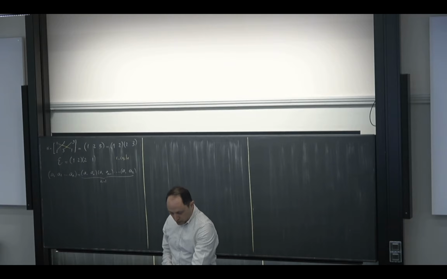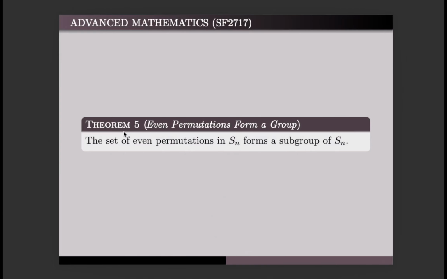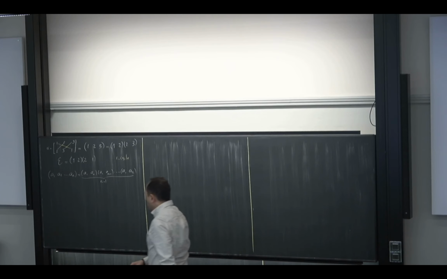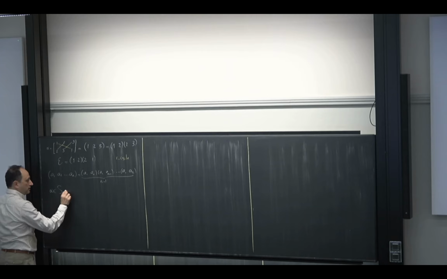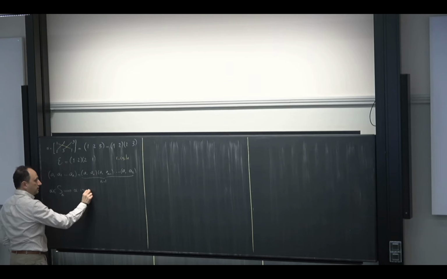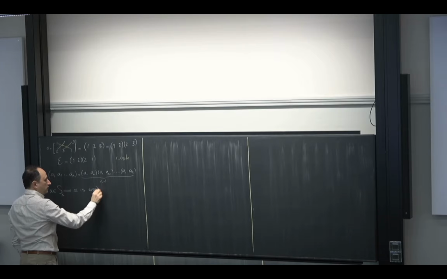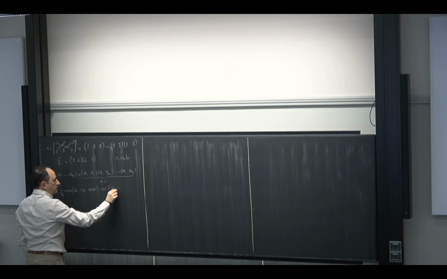So now let us go to the next one. This is a good theorem to know. The set of even permutations in Sn forms a subgroup of Sn. Can you see why? So far, what we learned is that if you give me a permutation in Sn, there are two possibilities: alpha is even, or alpha is odd.